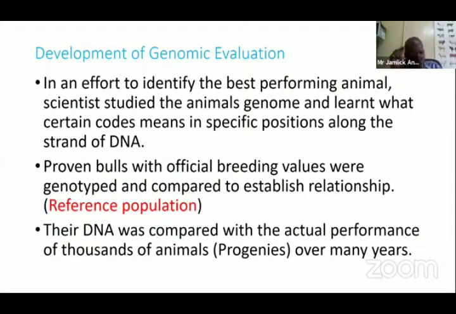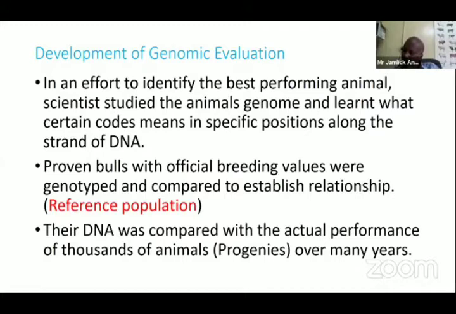Therefore, genomic evaluation was developed because of the problems farmers were going through: maintaining a heifer for up to 2 years, and when it comes into production, the performance is not as good as expected. Therefore, scientists started to do a lot of research, and they worked from the known information. They went to the animals that were performing very well and tried to study their DNA, because they knew this animal which performed so well must have good genetic information.